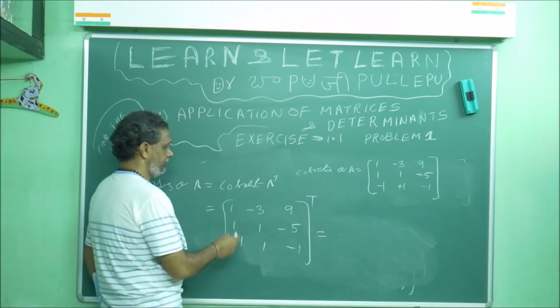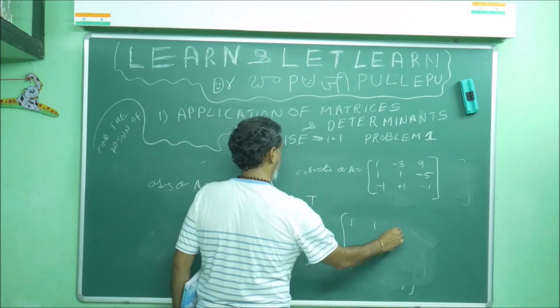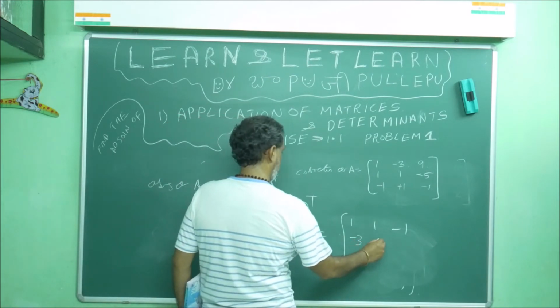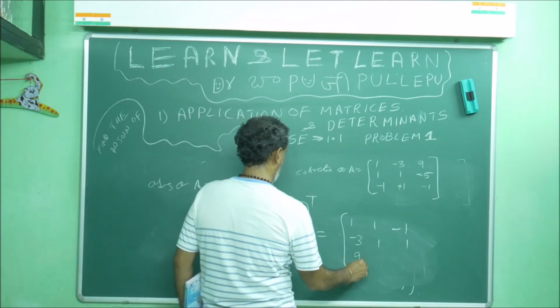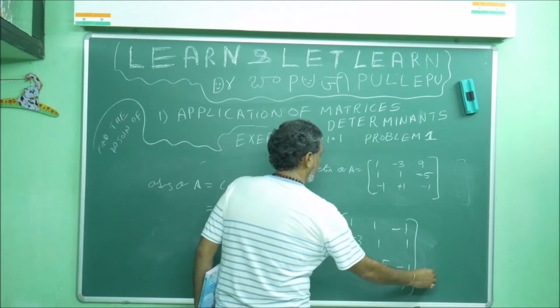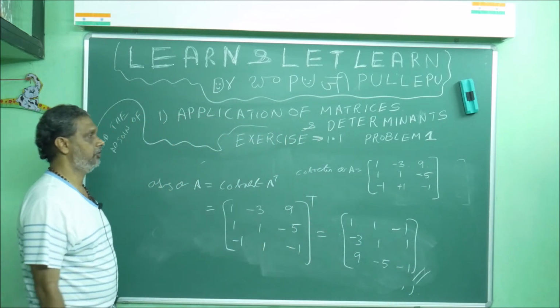Then if you take the transpose, the first column I write as the first row: 1, 1, minus 1. The second column I write as the second row: minus 3, 1, 1. The third column I write as the third row: 9, minus 5, minus 1. So this is the adjoint of A. I hope you understand.